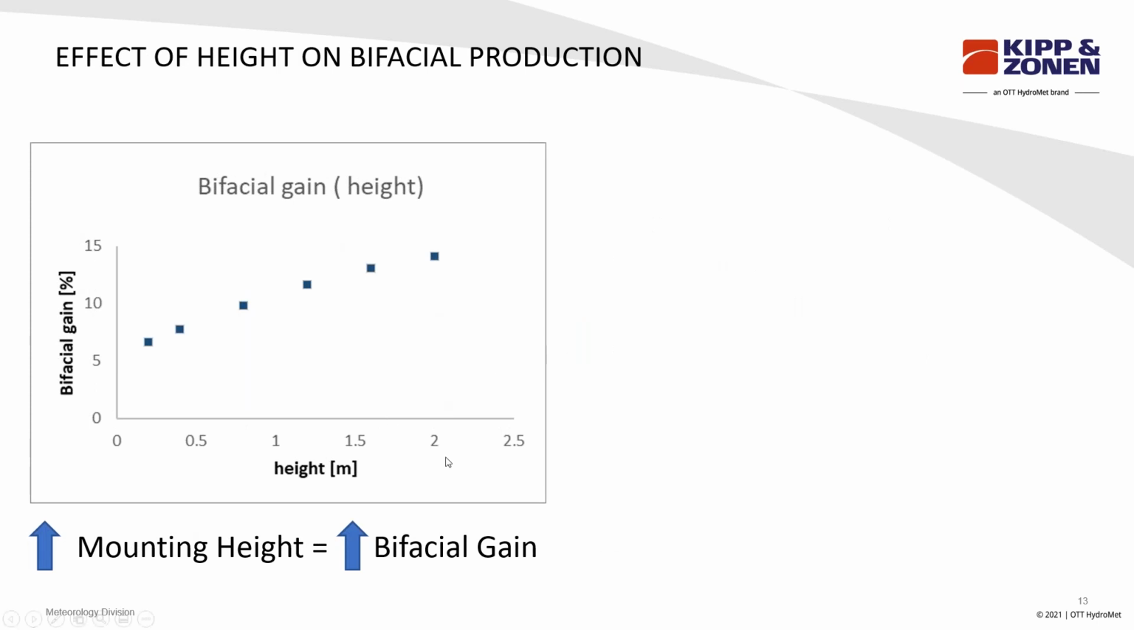Now, another factor that we talked about before is the height at which you mount the modules. And here are the results of a simulation from a height of roughly 0.2 meters above the ground to 2 meters above the ground. And we see that with increasing mounting height, the bifacial gain increases, but the curve flattens off a bit. So in the beginning, the gain is much larger than it is for instance at a height increase from 1.5 to 2 meters.